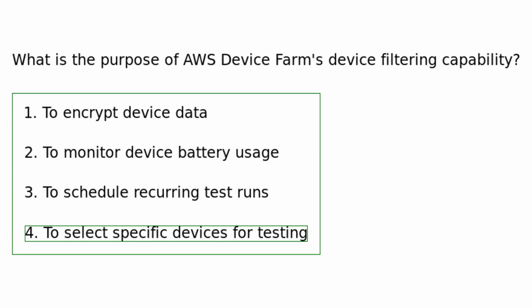AWS Device Farm's device filtering capability allows developers to select specific devices for testing based on criteria such as device type, OS version, and screen resolution, ensuring targeted testing across desired configurations.